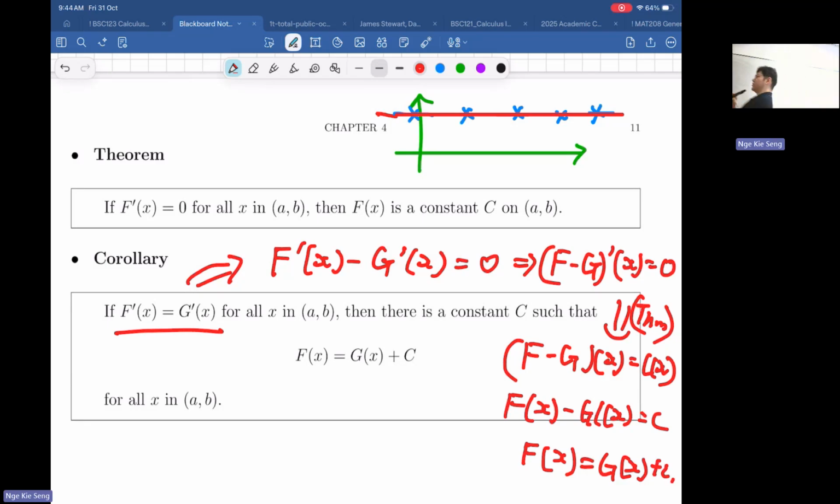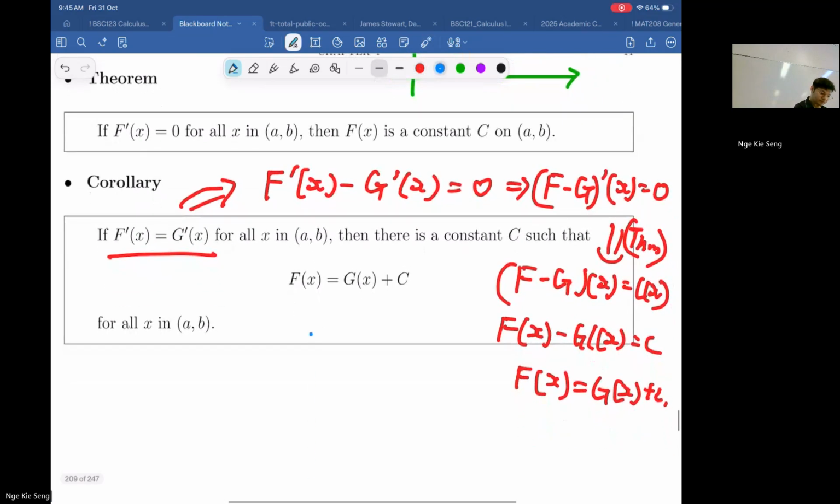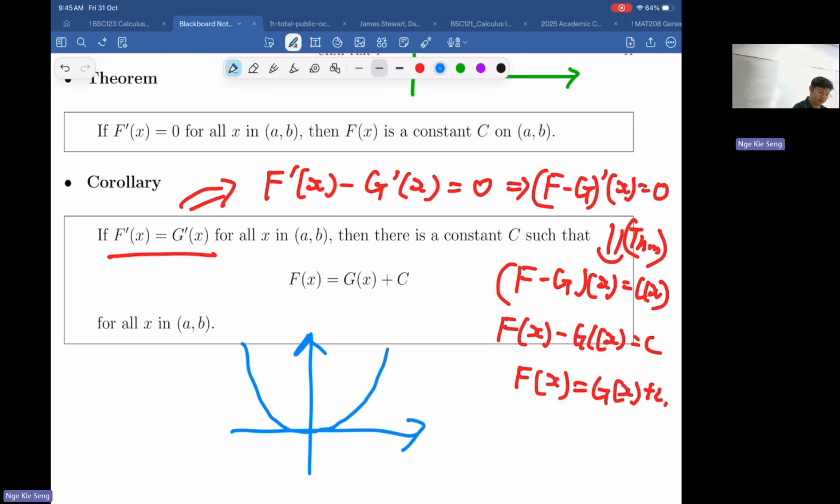The key I want you to remember is that if two functions have the same way that the tangent line deviates, then they are really the same graph, not exactly the same graph, but up to a constant. The picture in your mind could be something like y equals x squared. Maybe you could also have y equals x squared plus 1. Not exactly the same graph, but their tangents are still the same.